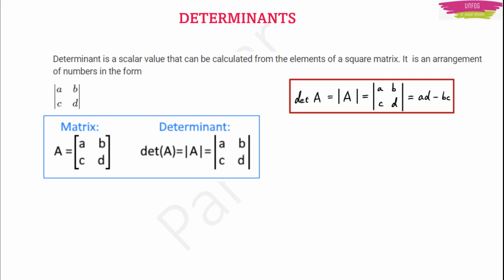For example, if you have matrix A as A B C D, you can write it as a determinant and you can solve it. How do you solve it? You just do cross multiplication: AD minus BC. You multiply A with D and subtract BC. Okay, that is your determinant A.